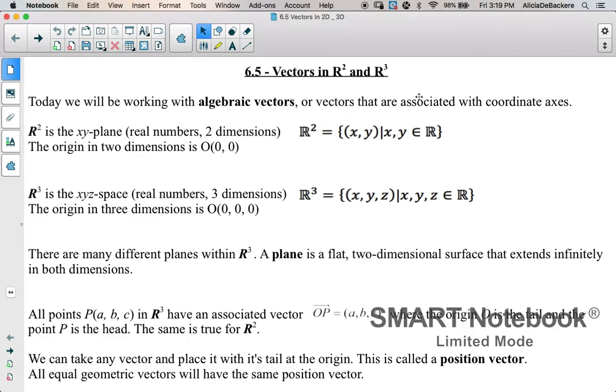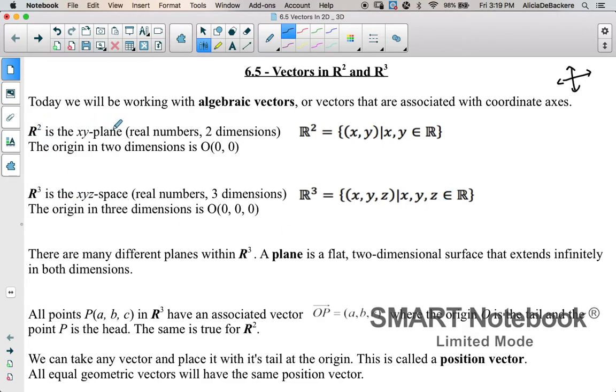Okay, in lesson 6.5, we're going to move into 3 space. So we talk about R2 as 2 space and R3 as 3 space. Today we're going to be talking about algebraic vectors as well. So we're going to be taking our vectors and placing them onto a coordinate axis, which is just what we're used to, our XY plane. And now we're going to be adding a third dimension as well.